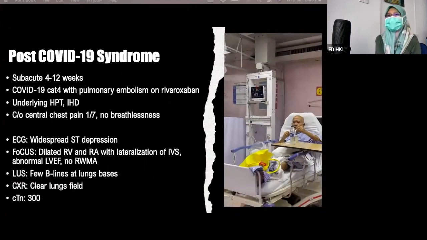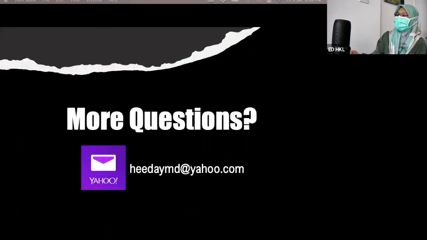So we treat this patient as a non-STEMI. They are on rivaroxaban, so we give aspirin and also Plavix for this patient. Okay, there are a lot more patients who come with very vague or very non-specific symptoms, severe pain, and so on. So any more questions? Oh, quickly please.